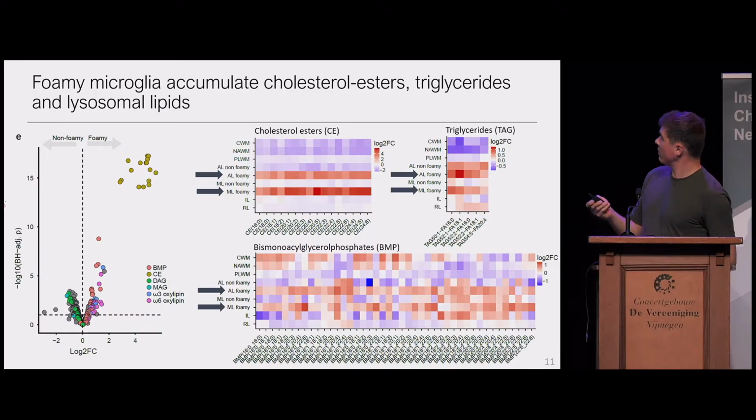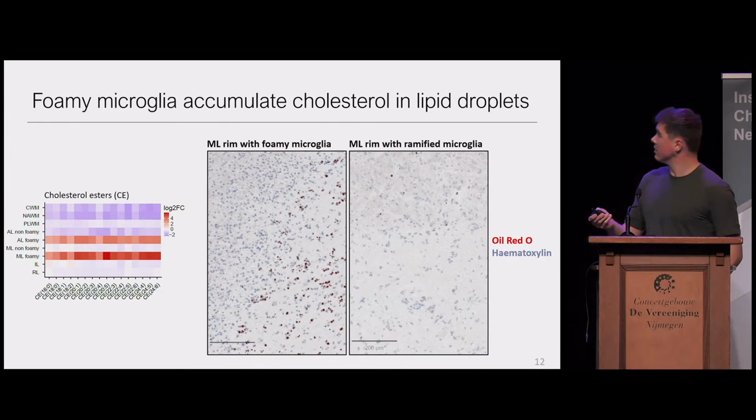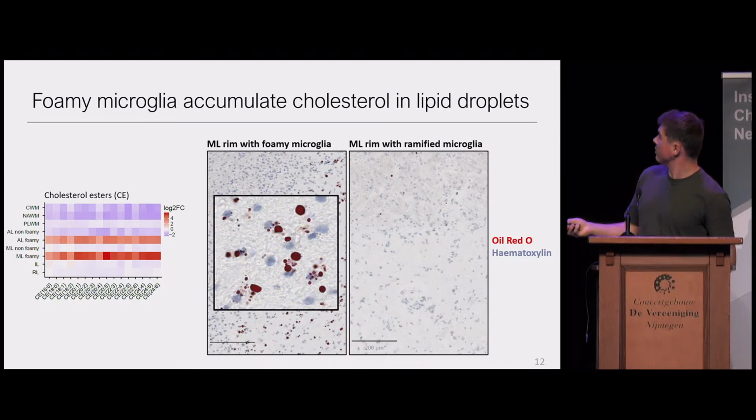functions. To confirm this cholesterol ester load, we did Oil Red O staining, which really stains the neutral lipids in these types of lesions. You can really see that the red dots appear only in the rims of lesions with foamy microglia, but are basically absent in lesions with more ramified microglia. And then you can also see that these really resemble vacuoles of probably cholesterol ester-filled lipid droplets.